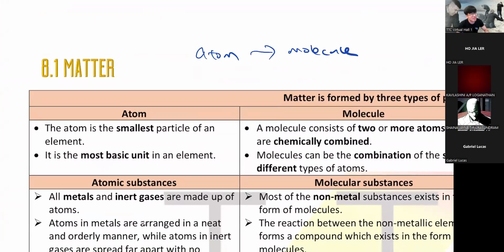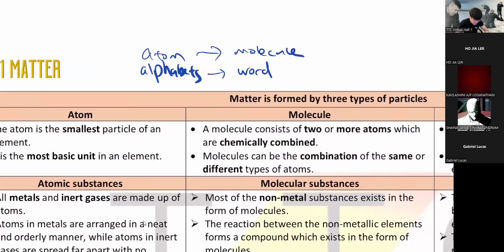Let me put it this way. Many atoms are called molecules. It's just like alphabets. When you have a few alphabets put together, you will get a word. So it's the same. When you have a few atoms put together, you have a molecule.